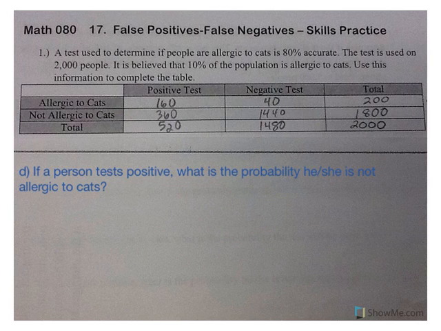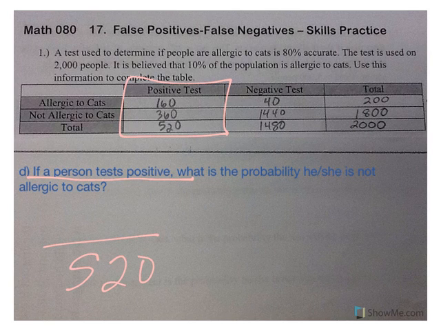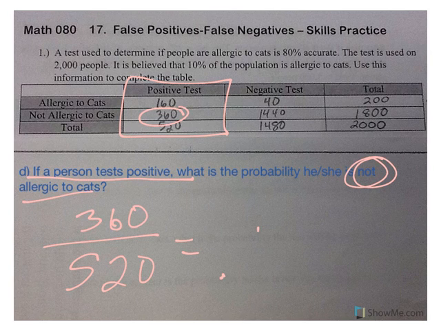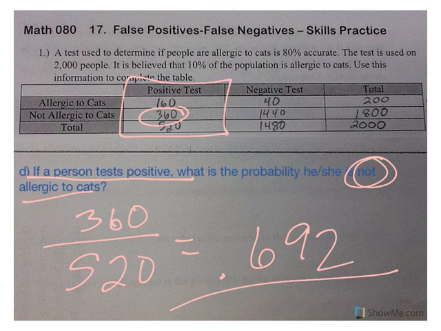And letter D, if a person tests positive, focusing on the positive, denominator is 520. Probability he or she is not allergic to cats. Well, that's this bottom number. So 360 over 520 gives me a 0.692. That is a complement to part A, right? Two numbers that add up to be the whole.